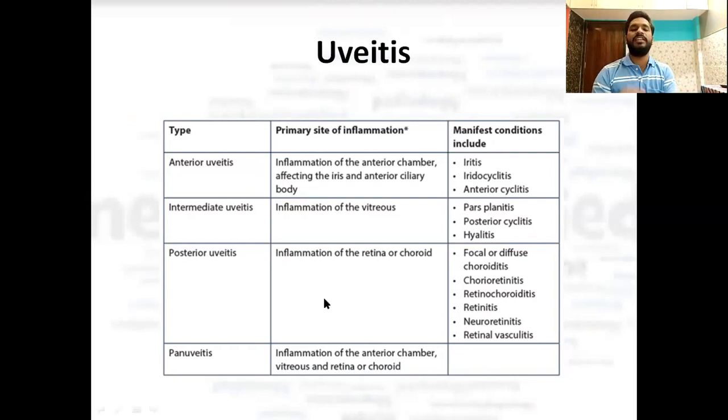Posterior uveitis is the inflammation of the retina or choroid, right? So not retina, I should say. It is the inflammation of the choroid, and it can cause focal or diffuse choroiditis. Choroid can affect the retina and cause chorioretinitis, retinochoroiditis, etc. And panuveitis is inflammation of the anterior chamber, vitreous, and the retina or choroid.